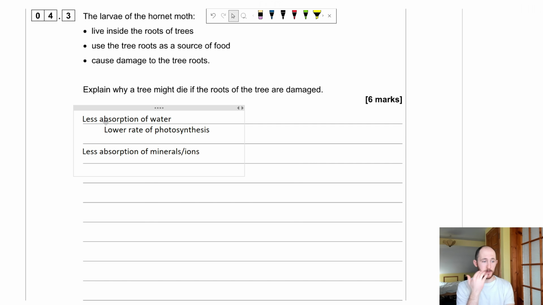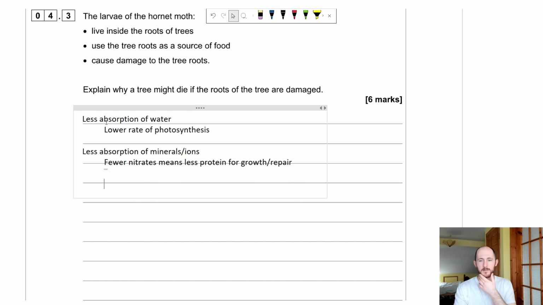Well, it means it will... there's loads of things, right? So if it's nitrates, fewer nitrates means less protein for growth / repair. And you can imagine that's quite bad then, because if the roots are damaged, but you don't have materials to repair them, then they're going to stay damaged forever, and they won't ever be able to repair themselves. So that's pretty bad. What else? So I'm just going to do one for each, and then come back and maybe add something more if I realise I don't have enough points. That's my approach to this.